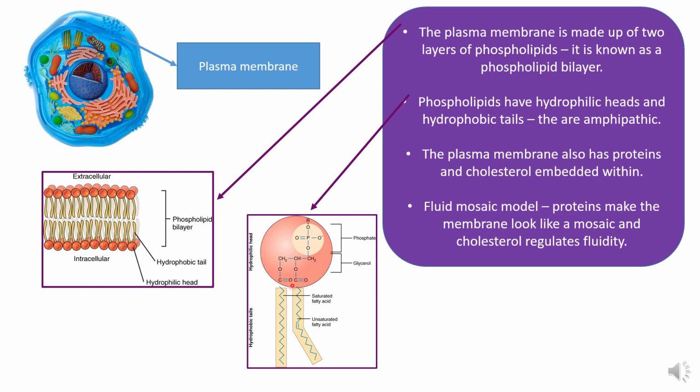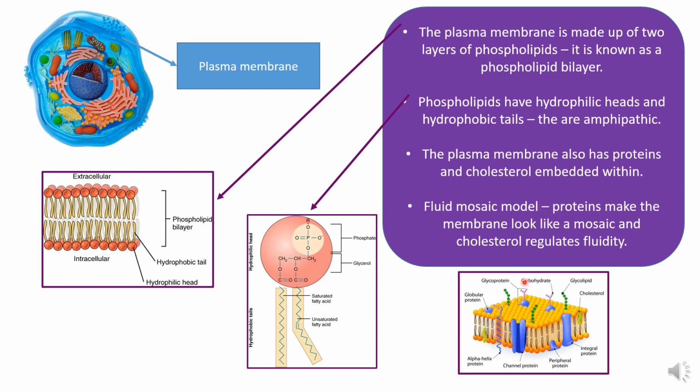Here you've got your hydrophilic head made up of phosphate and glycerol, and then fatty acid tails, which are hydrophobic. You don't need to know all of this specific structure in here. The plasma membrane also has proteins and cholesterol embedded within it, and sometimes it's referred to as a fluid mosaic model, and that's because all of these proteins shown here in blue that are embedded kind of make it look like a mosaic if you look at it from the top here.